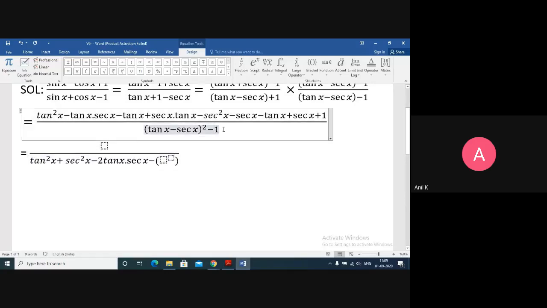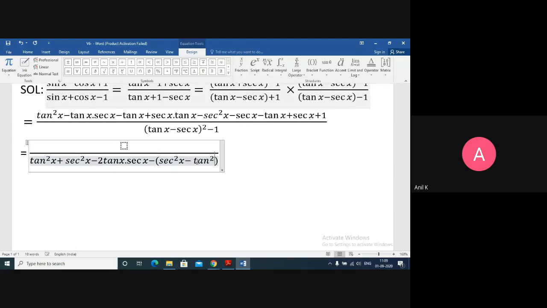So in place of 1 here, what I replace is sec square x minus tan square x. That day itself I said wherever I require, I can use the formula in any way. Replace this way. Now you see, are any terms getting cancelled here? Are there any cancellations?